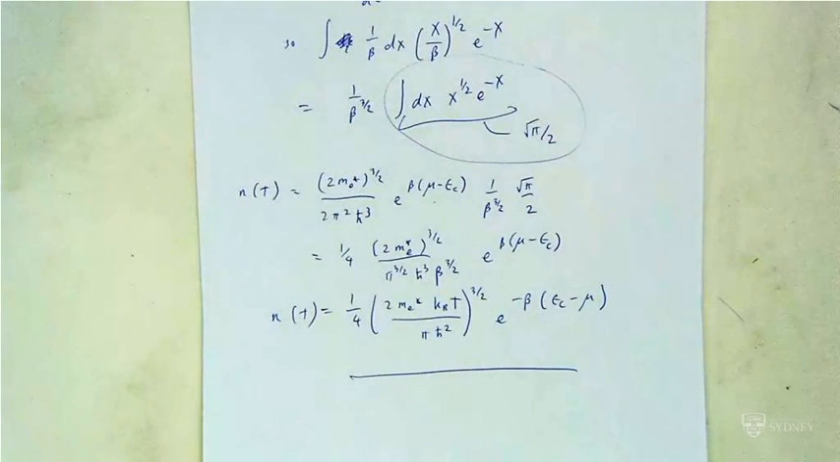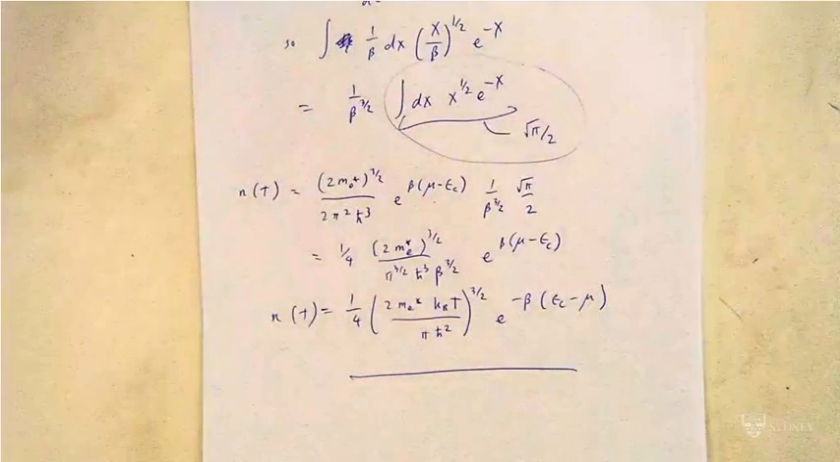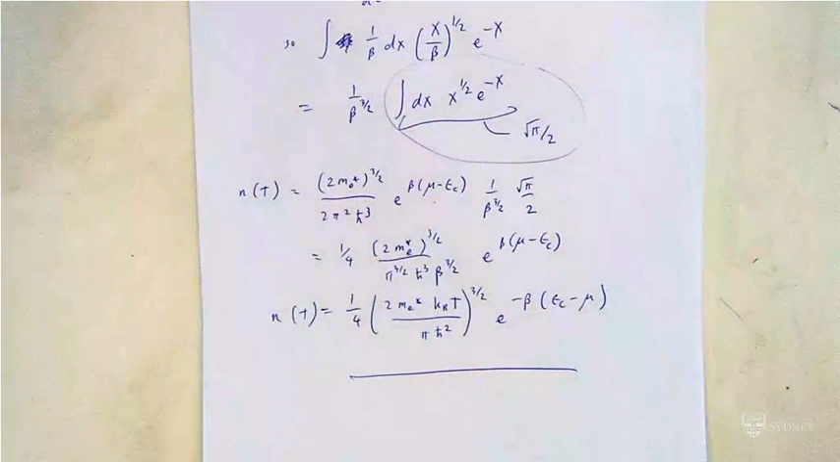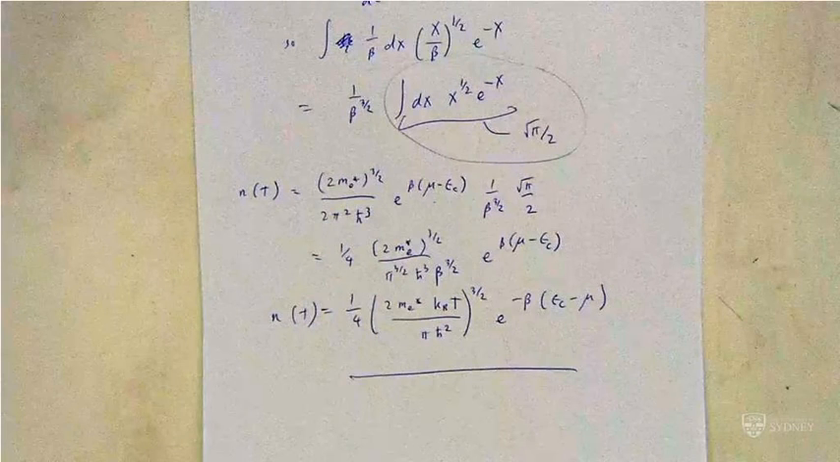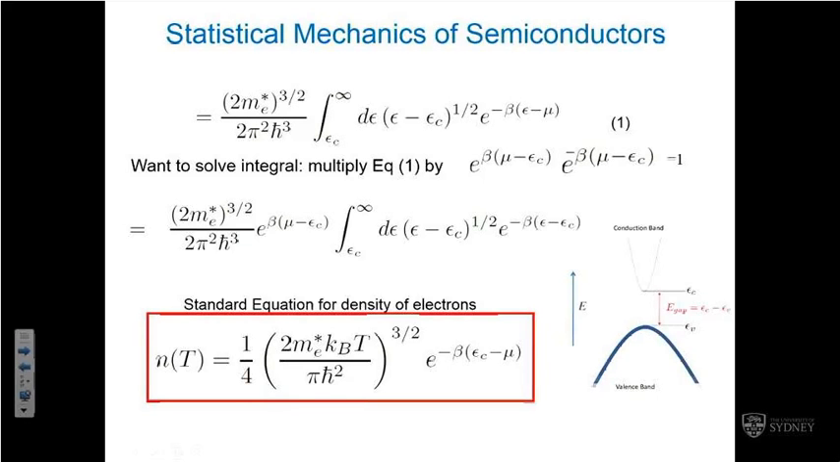Everybody got that? Okay. So that's a red box thingy. So it's an important equation. And then we're going to do the same thing for the holes, as you would probably expect.